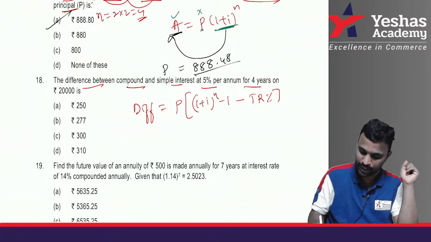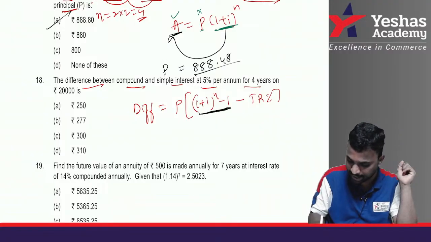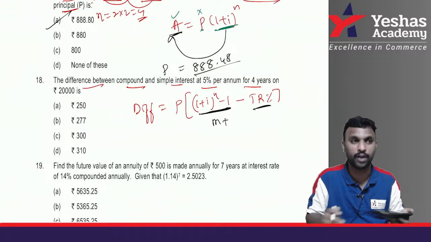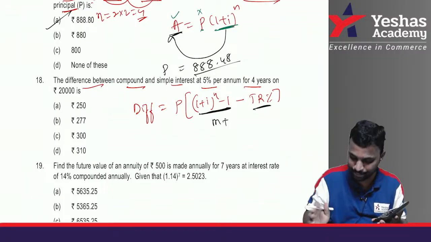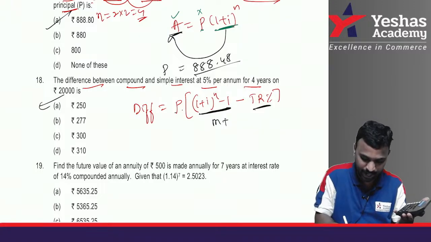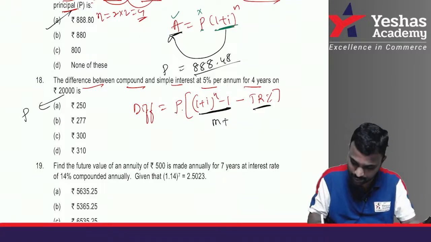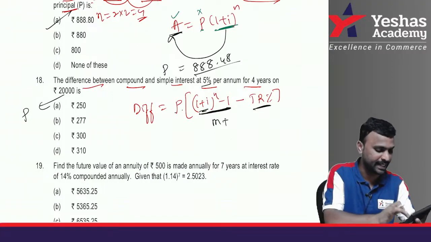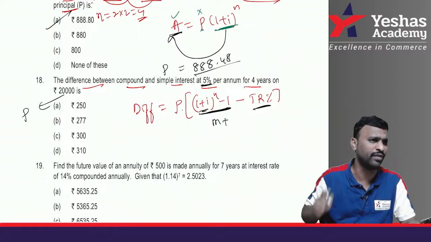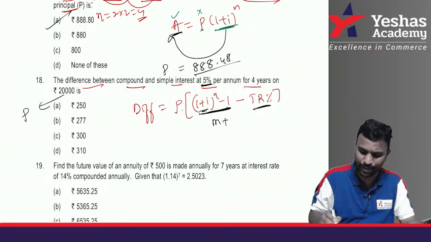Yes or no? Now, solve this 1 plus I whole power n minus 1 and store it by pressing M plus. Now, and then you have to solve TR%, store it by pressing M minus MRC, multiply that with the principal, which is how much? 20,000. Everybody, what is 1 plus I? 1.05. Yes or no? Because 5%, it's a one-digit percentage. After a decimal point, there will be a 0. So 1.05 is 1 plus I.